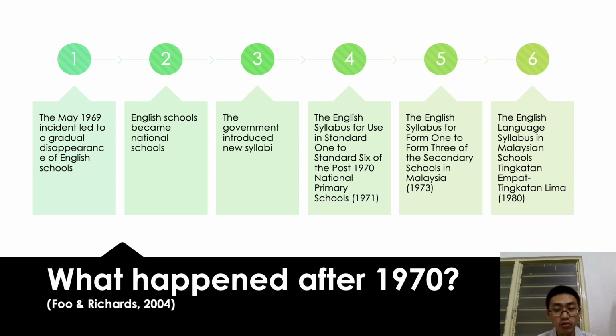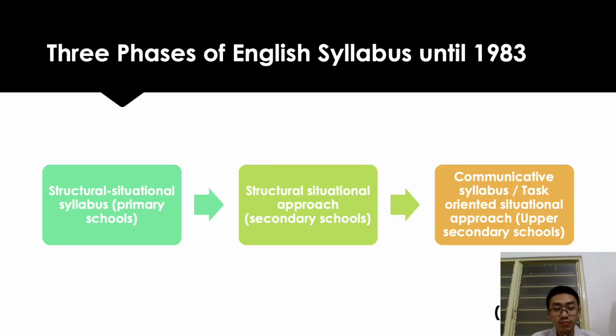As they progressed to the upper secondary stage, another syllabus was introduced. It was called the English language syllabus in Malaysian schools, tingkatan 4 until tingkatan 5. That was first implemented in 1980. Tingkatan 4 means Form 4. Tingkatan 5 means Form 5. Therefore, we can summarize that this syllabus is meant for those who were in their upper secondary academic stage. We move on to the next slide.